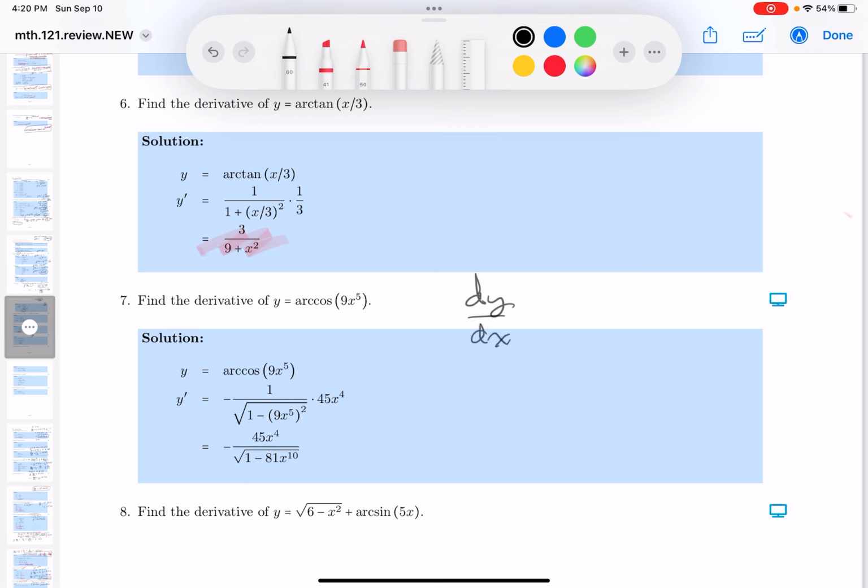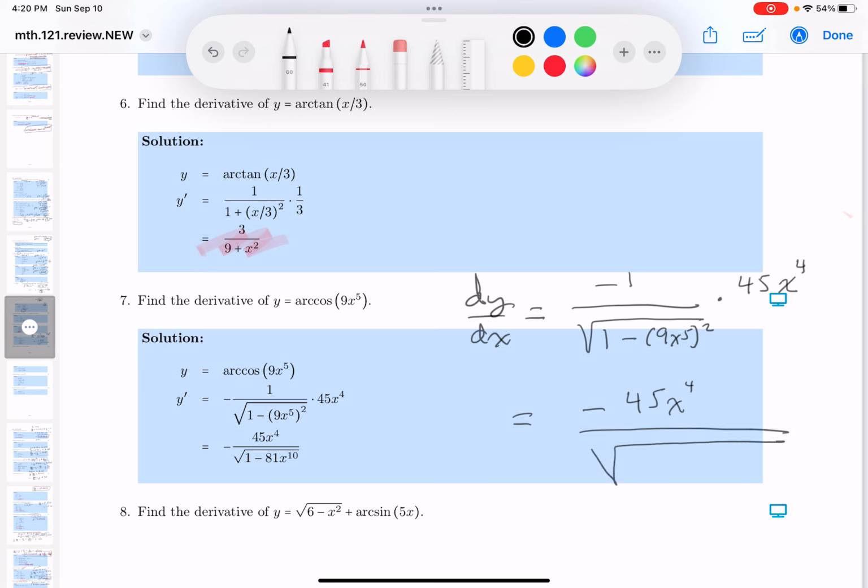dy/dx is equal to minus 1 over the root of 1 minus the argument squared, times the chain rule. It's going to be the derivative of the inside, which is 45x to the 4th power. And simplify, you get minus 45x to the 4th power over a root, and that's going to be 1 minus 9 squared is 81, and x to the 5th power squared is x to the 10th.